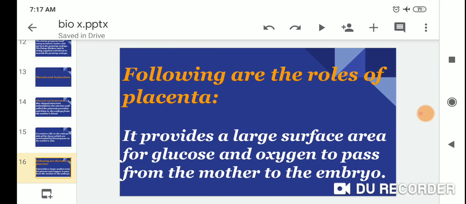Following are the roles of the placenta. It provides a large surface area for glucose and oxygen to pass from the mother to the embryo.